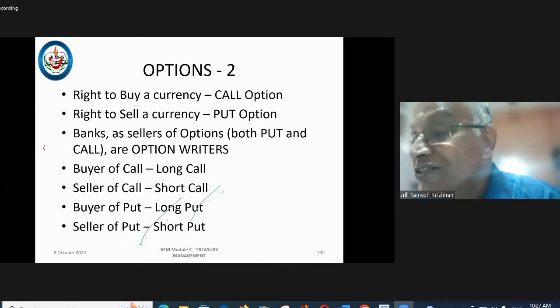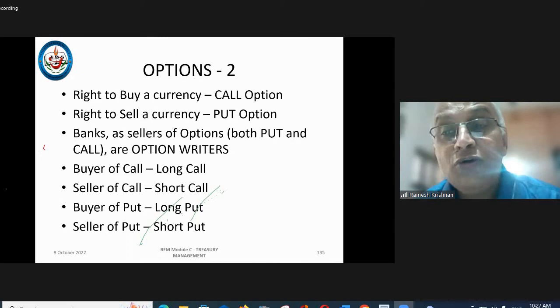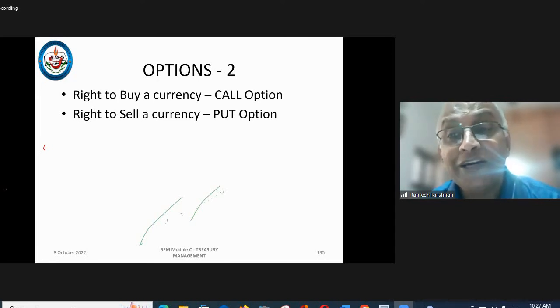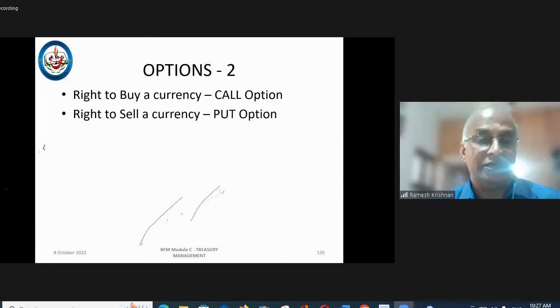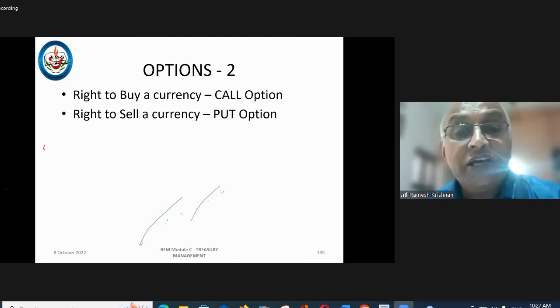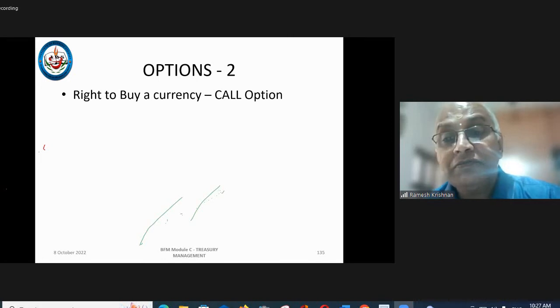Option writer. Good. So as an example which we were building up, the bank is always seen as the intermediary which will give the facility to the customer depending upon his requirement in the market. Okay. So the customer says, I want to import machinery and make a payment in December. So he will need currency in December. Correct? Yes or no? Yes, sir.